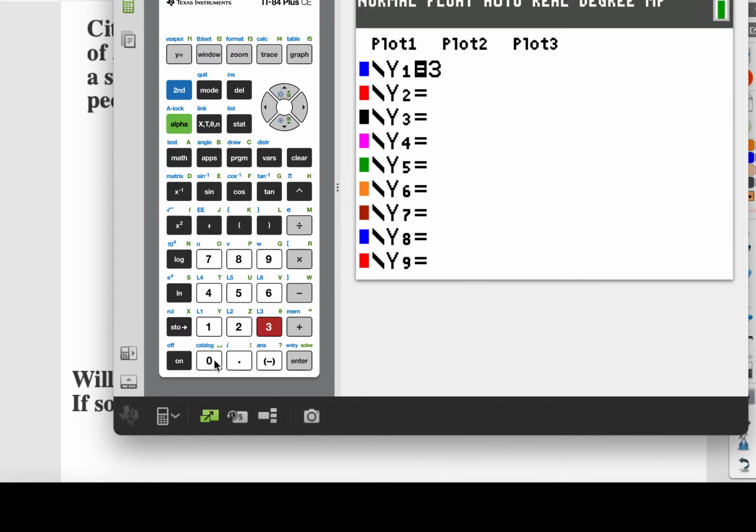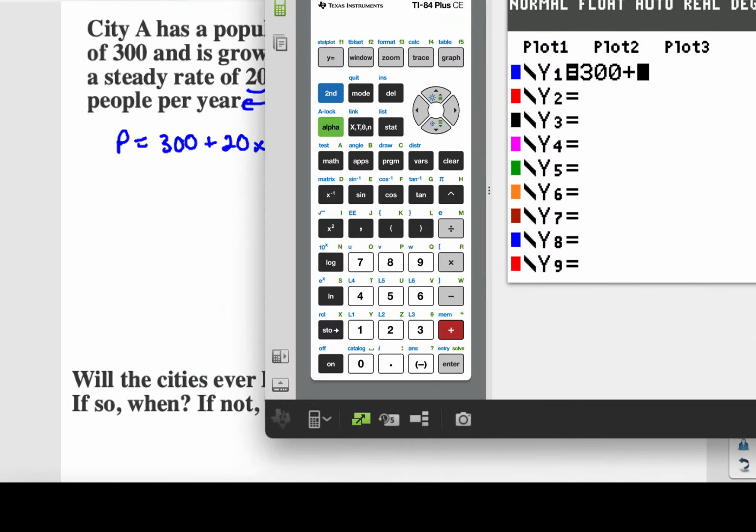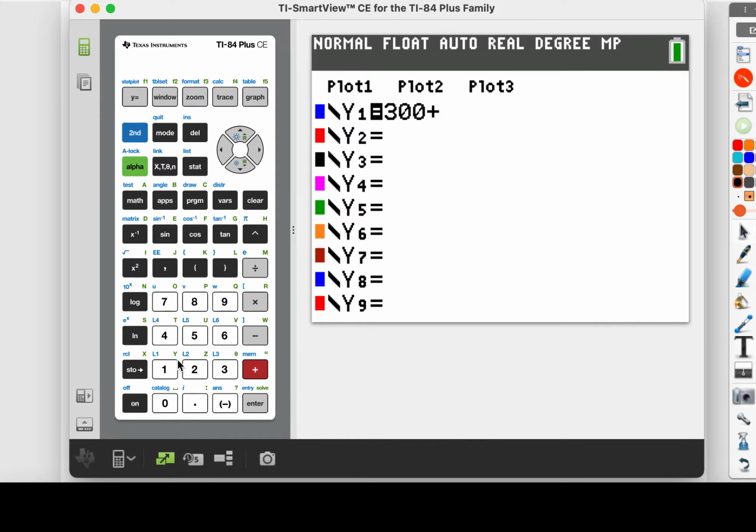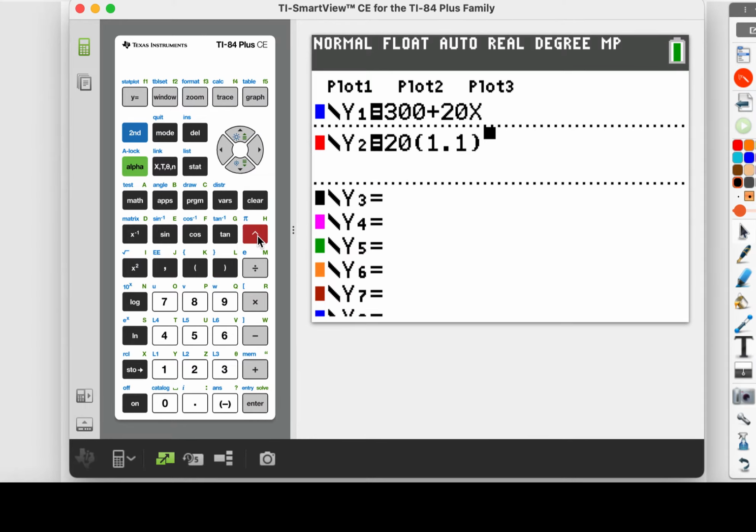So again, we're going to start with 300 people on our first population. And then we're going to add on, if we remember from our previous problem, 20 people per year. So 20x. Now remember, make sure you're using your variable button here. 20x. In the next problem, again, we started with 20 people, but we're going to multiply by 100% plus another 10%, 1.1 raised to the x.